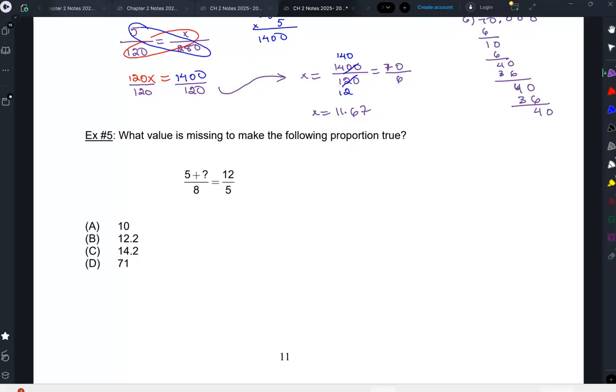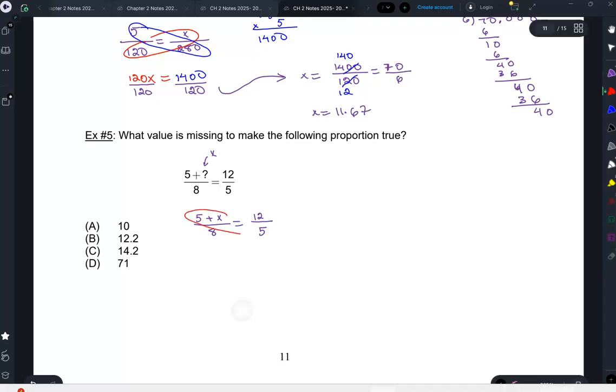Okay, this one. What is the value of the missing number to make the following proportion true? Okay, so here I have a proportion, but not very mathy because I have a question mark. What is that? Instead, I put x. So it's going to be 5 plus x over 8 is equal to 12 over 5.